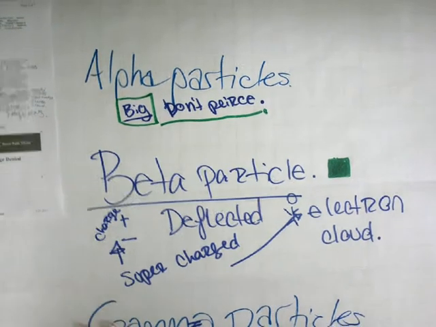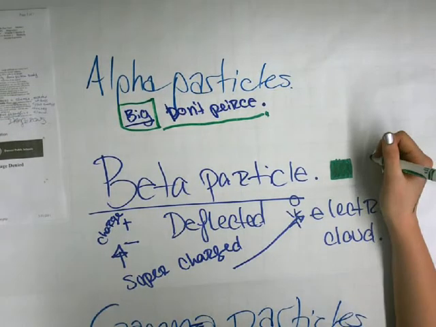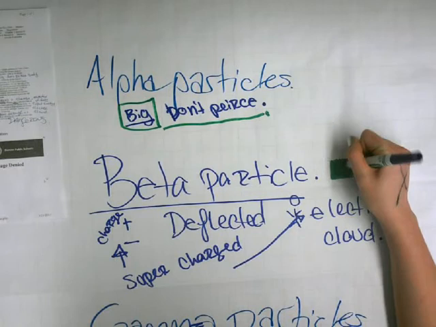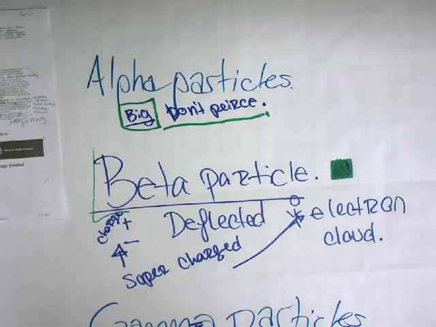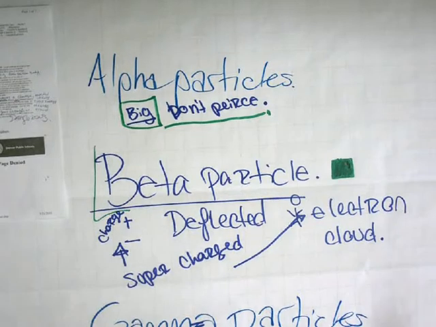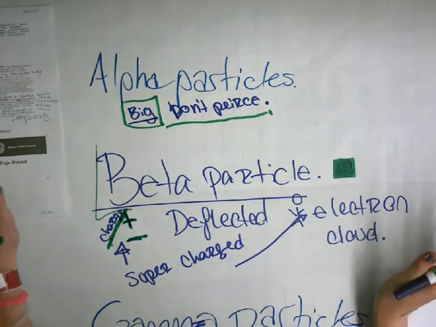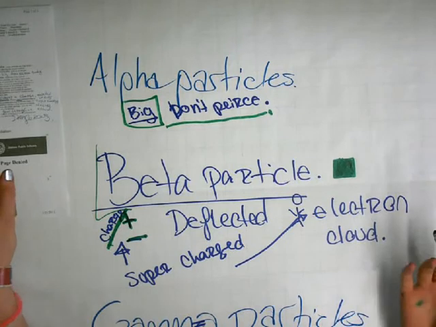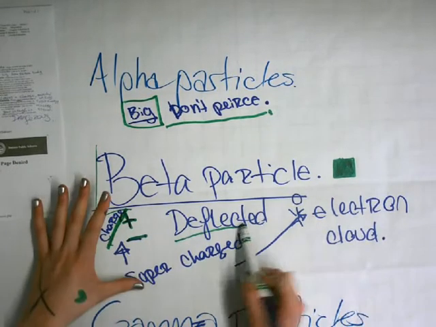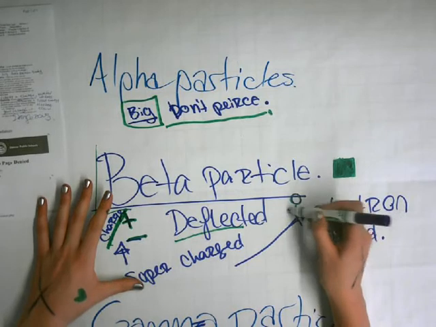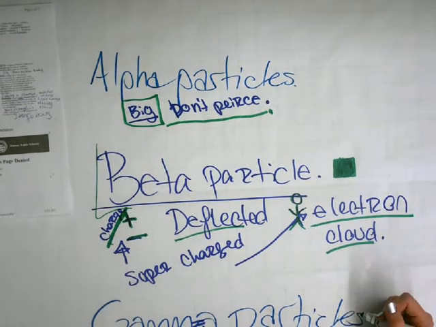All right, beta particles. The beta particle is the next biggest, or I guess next strongest on the line of particles. What is unique about the beta particle is that it has a charge. It is either a positive or a negative. It can be either. And normally, since it is charged, but slightly, and on either side, it is deflected by a person's electron cloud.